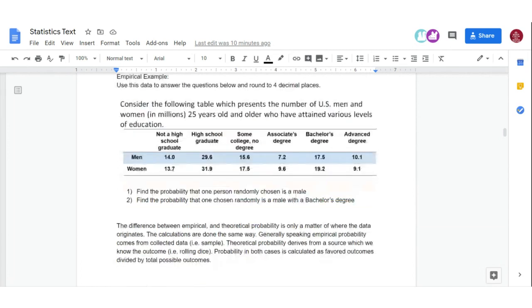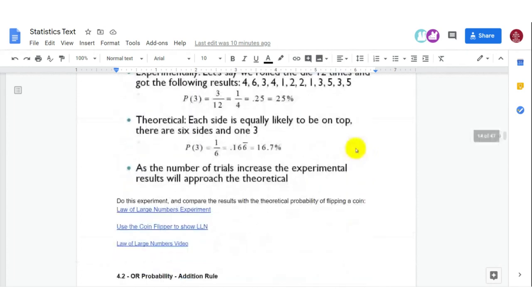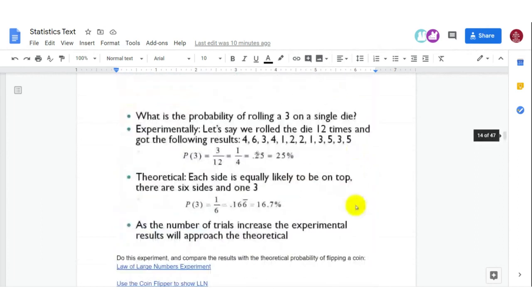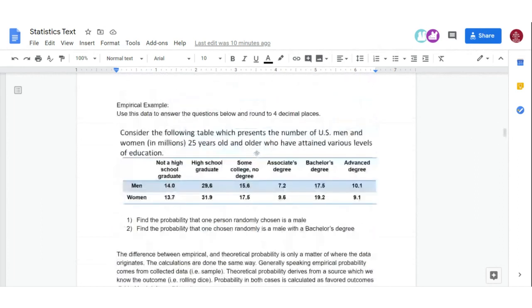All right, so hold on a second. I'm trying to get some information out of the PowerPoint so I can make this a little bit quicker. Now, in order to find out the probability of selecting one from this, and these are in millions actually, but it doesn't matter as long as we just know that that's what it represents.